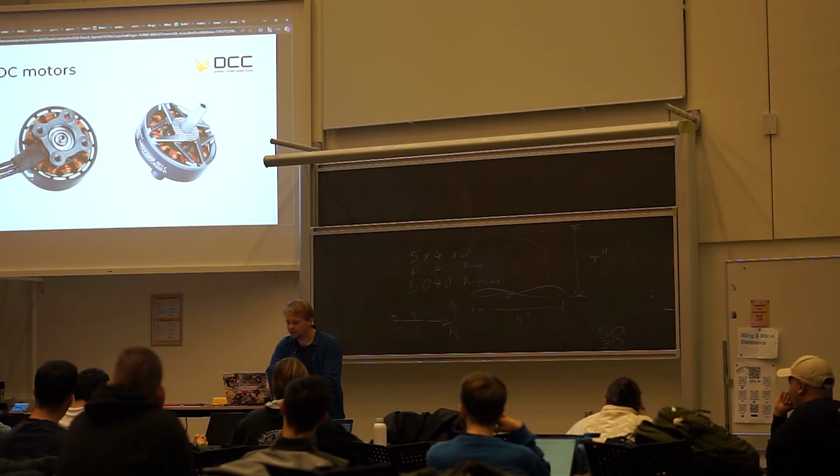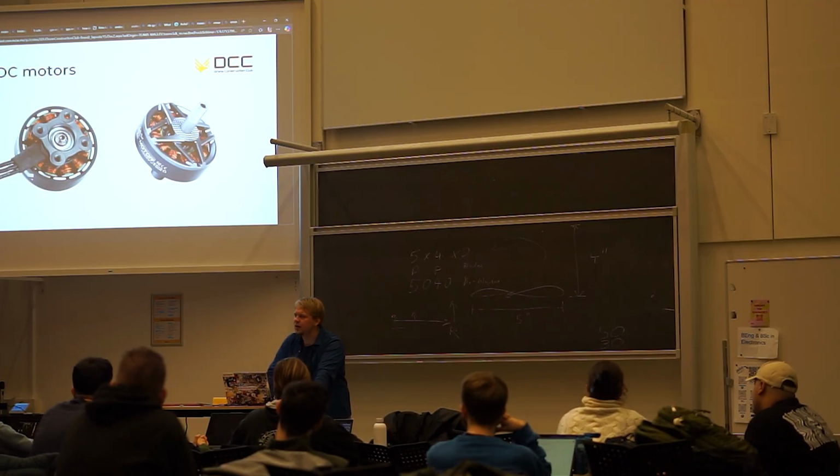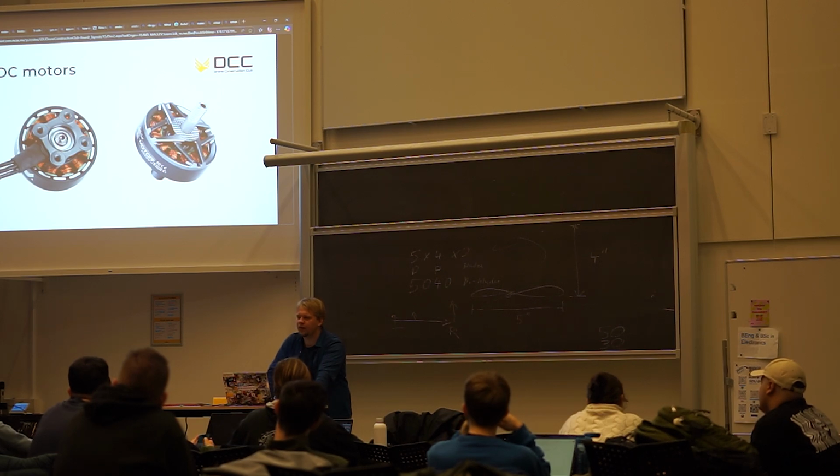BLDC motors. Most of the motors that are run on any multi-rotor or anything that needs high power density is going to be a BLDC motor. I think BLDC should be the highest power density. What I mean by power density is how much power you can get out of as little mass as possible.